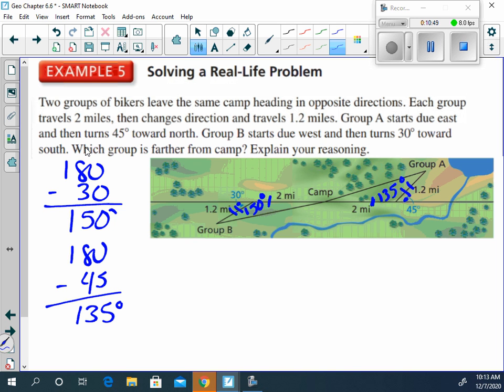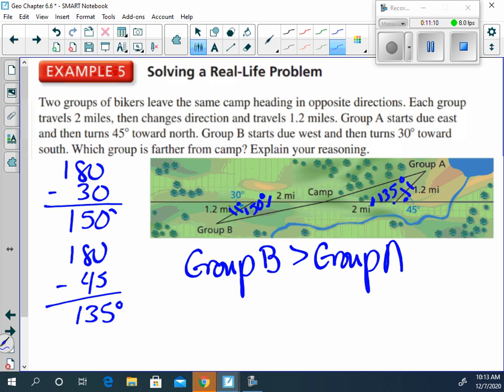Now what we want to know is, as the crow flies, which group is farther away from the camp? Well, which one of these has the bigger angle? Group B. So group B is farther away than group A because they had the bigger angle, yes?